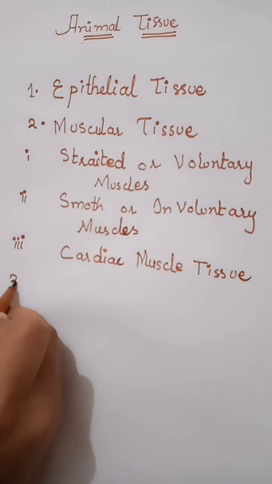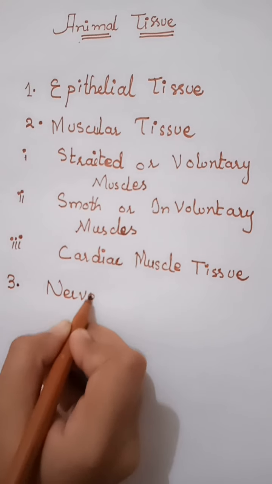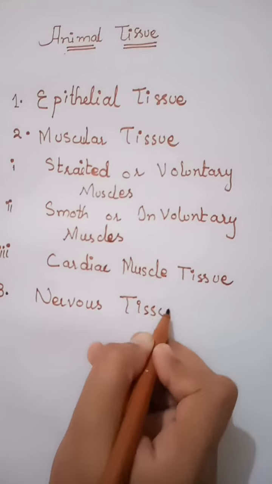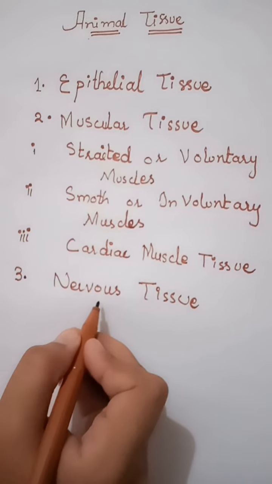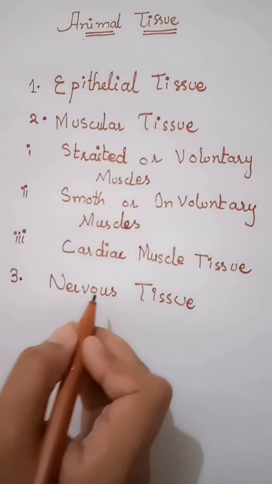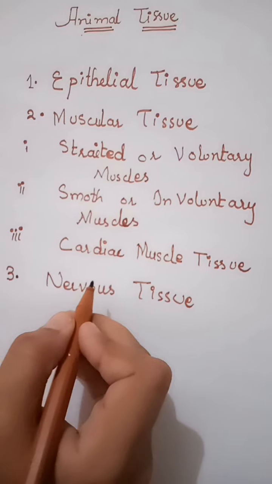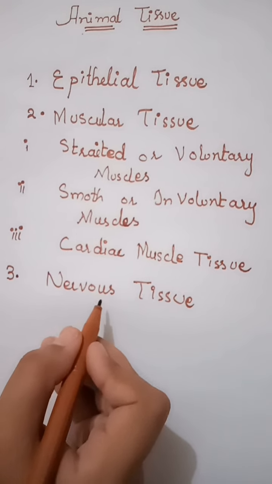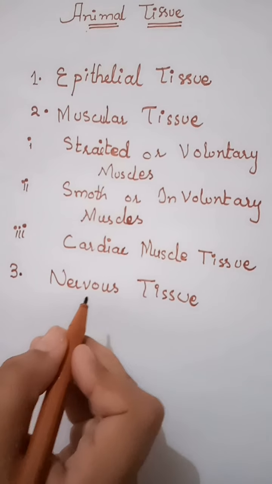Now number 3, nervous tissue. Nervous tissue is made up of nerve cells or neurons. A neuron has a large body with a prominent nucleus. From the body of a neuron, one or more protoplasmic projections arise. These projections are known as dendrites.